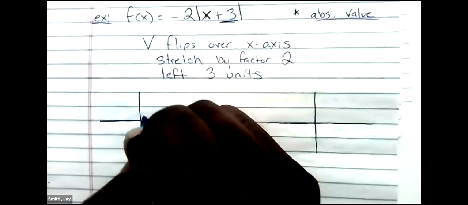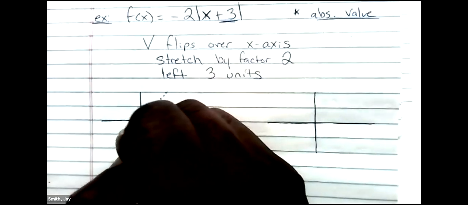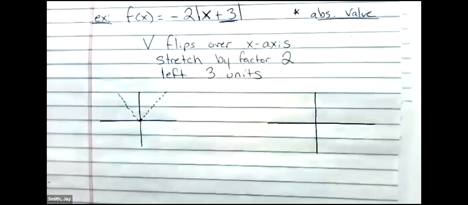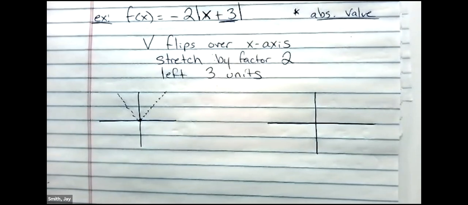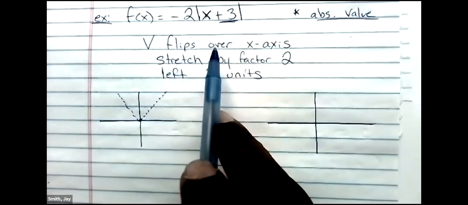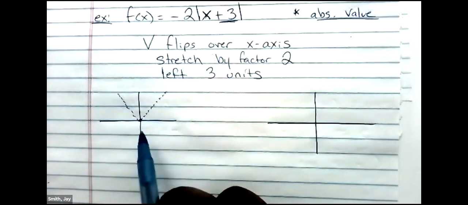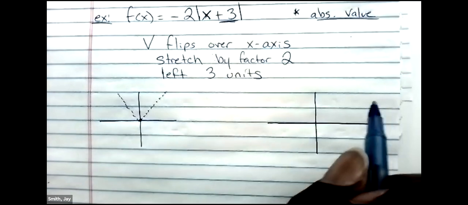All right. So this is actually going to be the graph that we start with. This dotted line, should I say? The absolute value graph going right through the origin. This is before we apply any of the transformations. Now we know that this graph is going to have to flip over the x-axis, or if it was opening up, our new graph should be opening down. It should be stretched by a factor of 2.